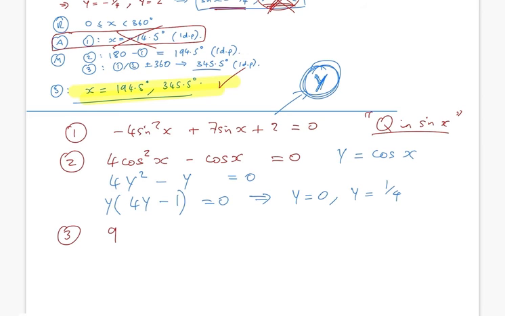Type 3 is if we've got something that looks potentially like this. So I've used a different trigonometric function, but the principle stays the same, whether it's sine or whether it's cos. It's the same principle, okay? Y equals tan of x this time. So then I'm left with 9y squared minus 16 equals 0. Okay, pause the video. What would you do here?